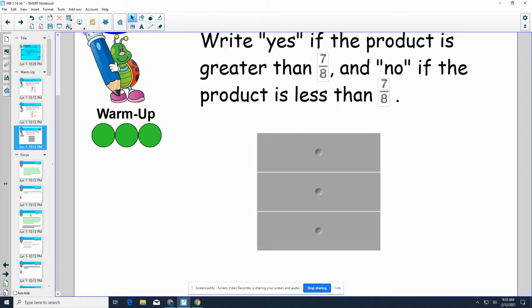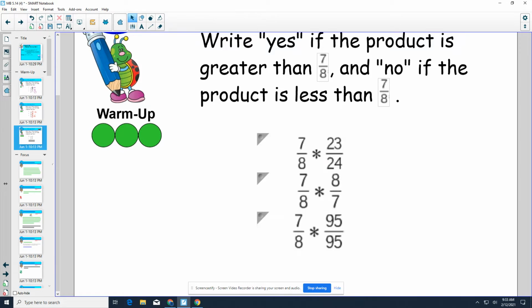And then you can pause the video and work on these and see. Again, remember, look at your second factor there. See if it's less than, equal to, or greater than 1.